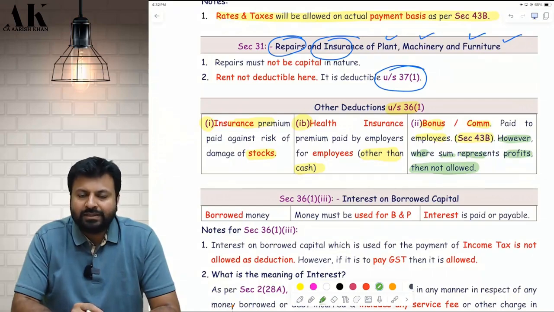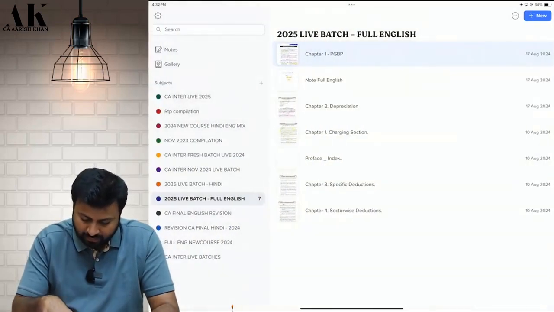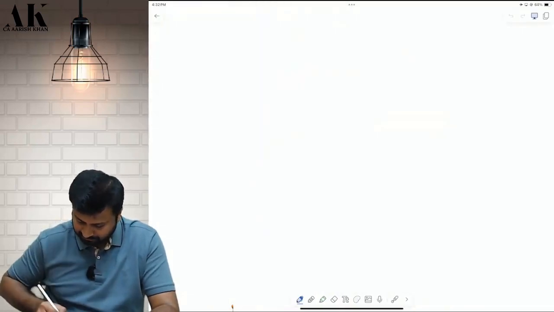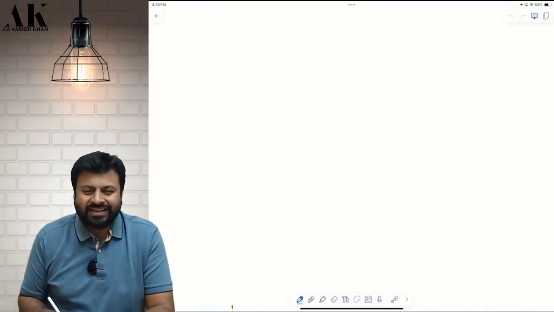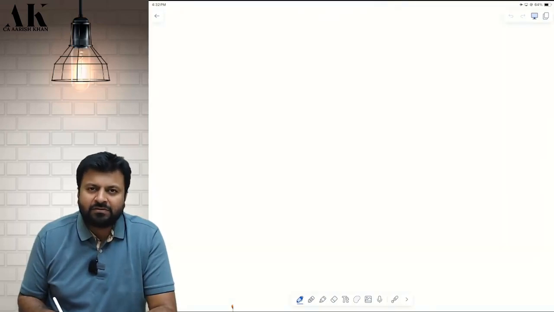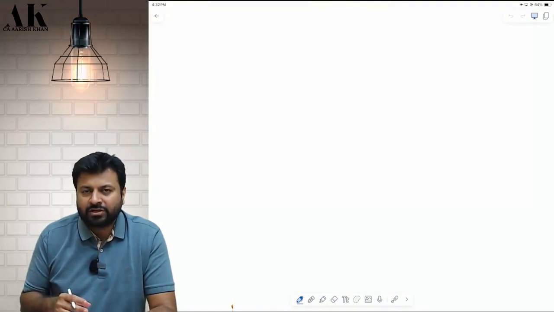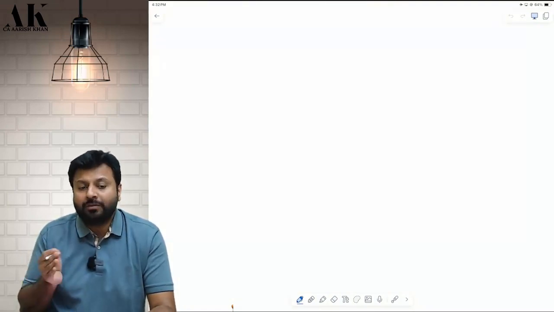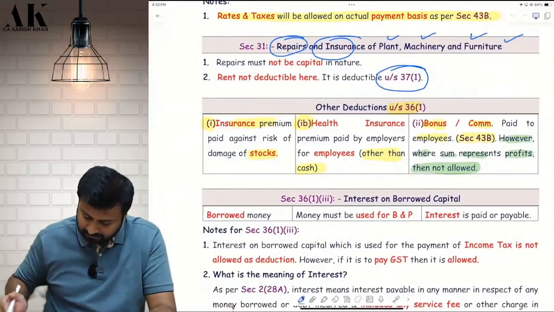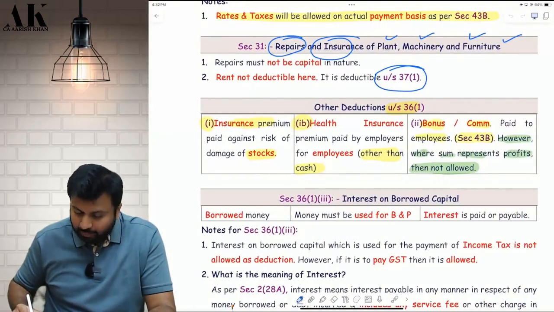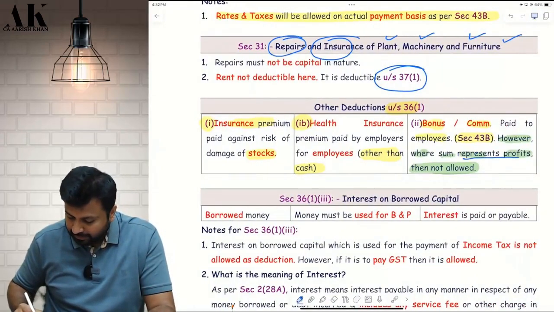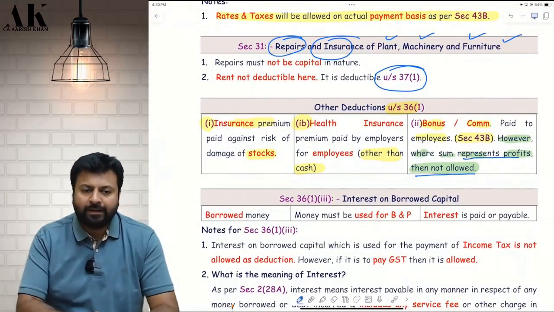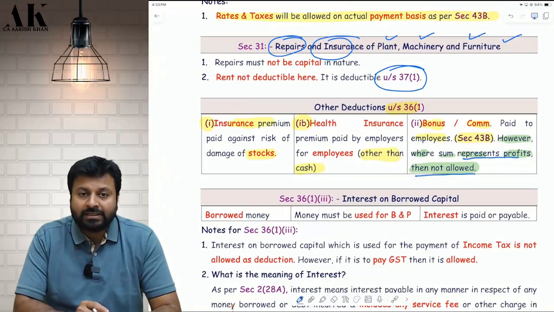To explain this line, I have to take one example in front of you all. This line has been put for private companies. Private companies were doing some tax evasion under the income tax law. So to stop that tax evasion, the government has brought this line that where the bonus and commission represents profits, then not allowed.